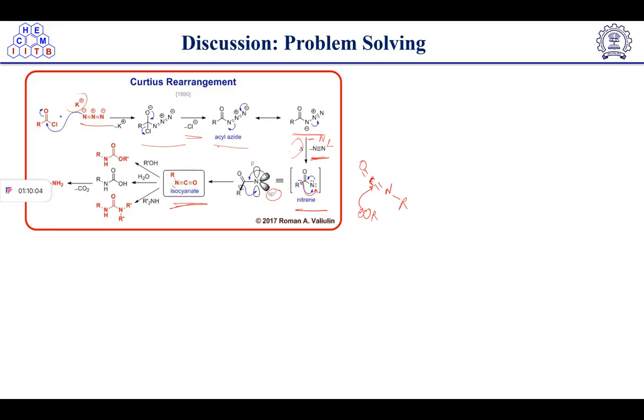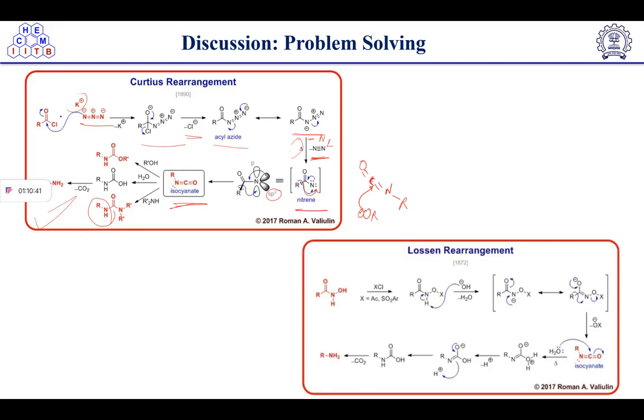Okay. So if it is trapped by water, then it will become acid. If it is trapped by alkoxide ion, then it will become ester. And if it is trapped by amine, then it will become an amide type of group, by keeping this as a constant. Okay. And after getting this acid, the CO2 elimination will take place and it will give you an amine. Okay, amine.